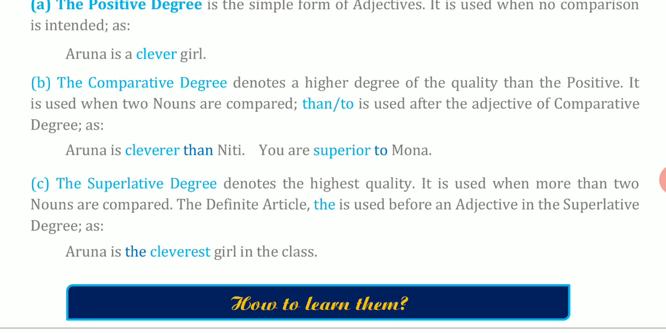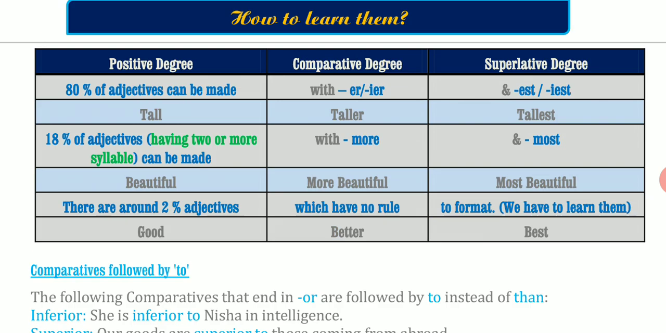The superlative degree. Third one is the superlative degree. It denotes the highest quality. It is used when more than two nouns are compared. The definite article the is used before an adjective in the superlative degree, as Aruna is the cleverest girl in the class.